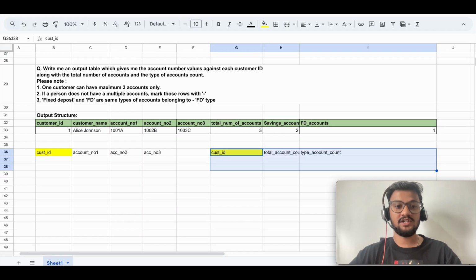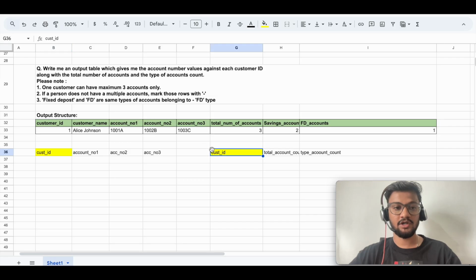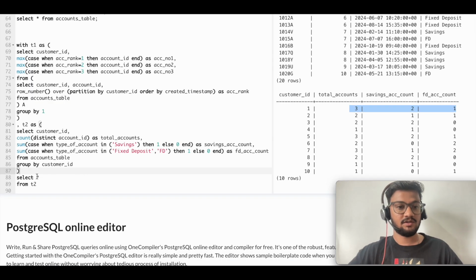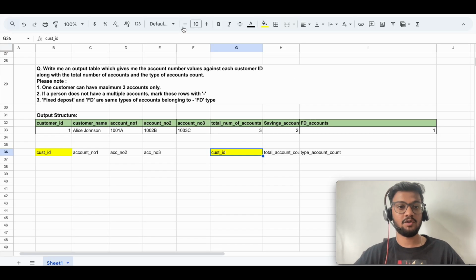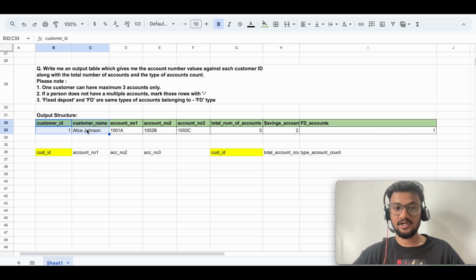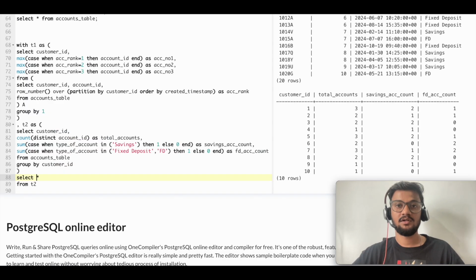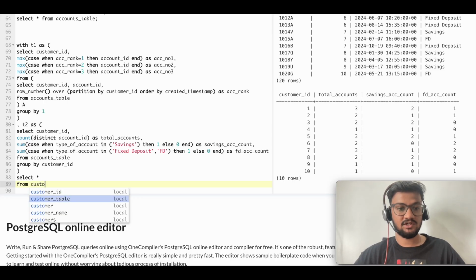Now once we have these two CTEs ready, we just need to join it on the customer ID. So let's try and do that and only bring the important columns. Now the important columns which were required were customer ID and customer name. So it might have happened that one customer has just one account as well. So we will have to keep the base as our customers table and then left join these two CTEs tables on that.